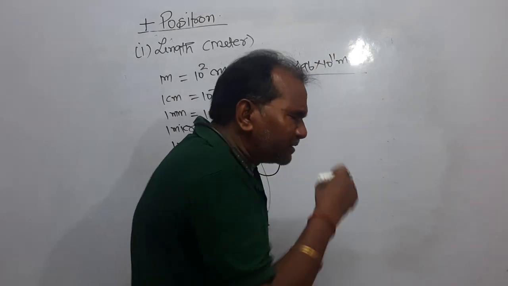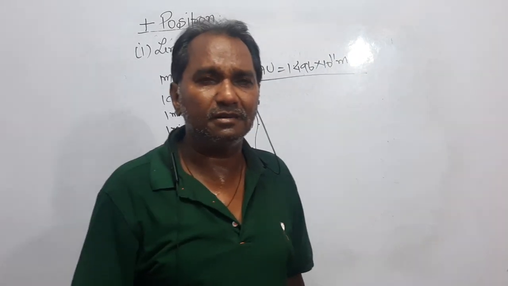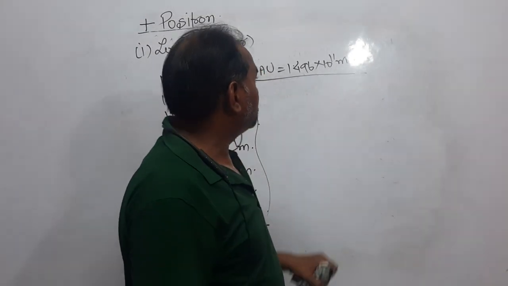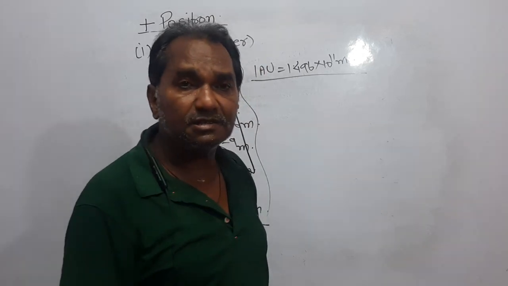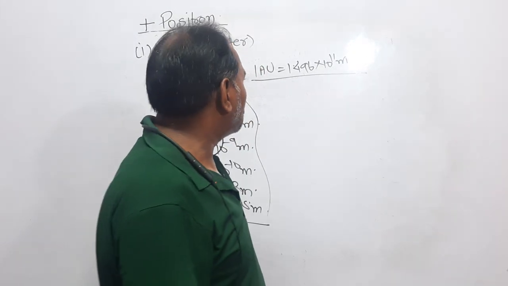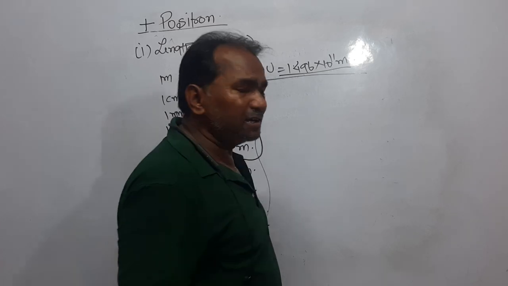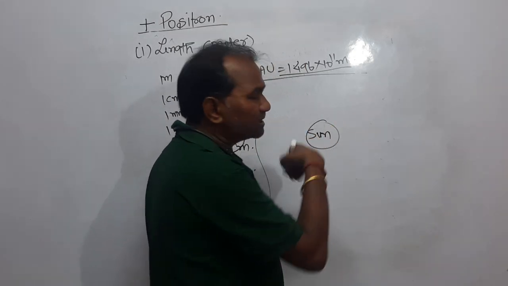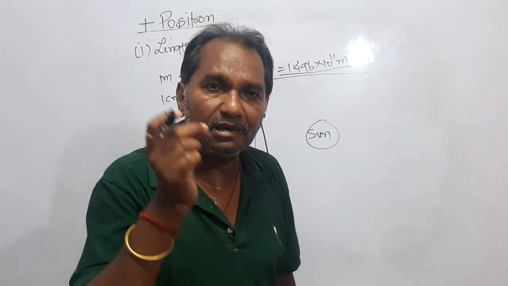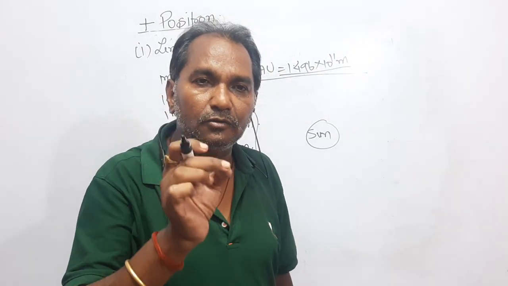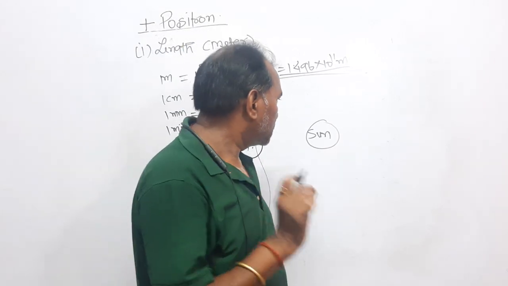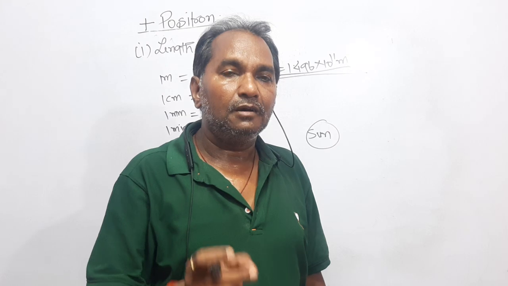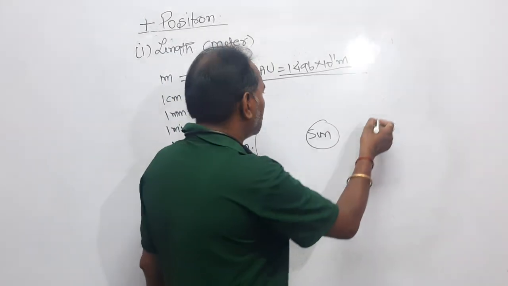Actually, AU itself is a unit, and one astronomical unit is equal to 1.496 into 10 raised to the power 11 meter. What is this? You know, this is the sun, and all the planets are revolving around the sun in different elliptical orbits, whereas the sun is located at one of their foci. Dear students, all the planets are revolving around the sun, whereas the sun is located at one of their foci.